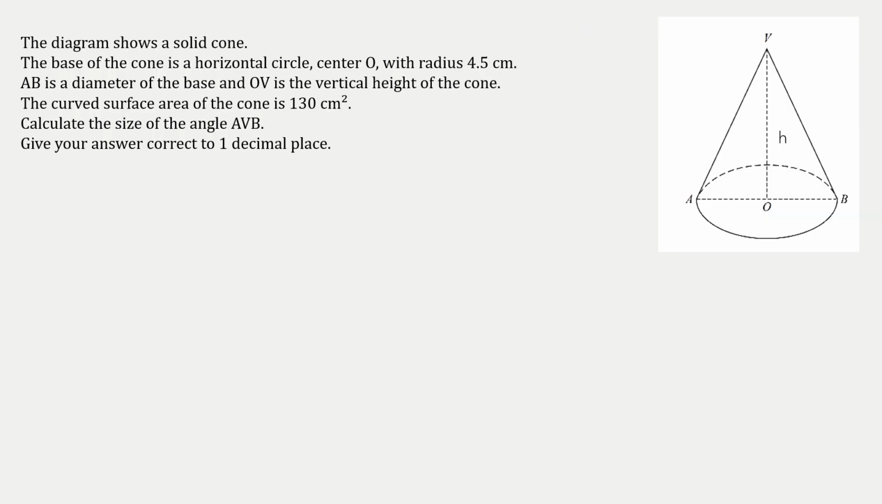Let's take this example. It's an exam type question. The diagram shows a solid cone and the base of the cone is a horizontal circle, center O, with a radius of 4.5 centimeters.